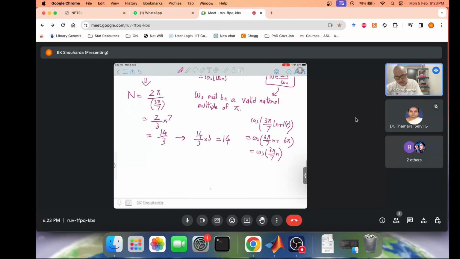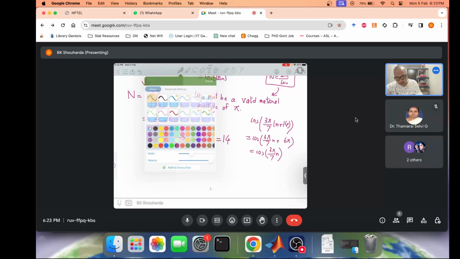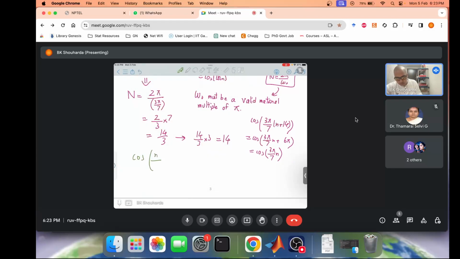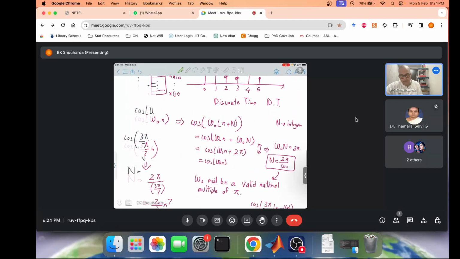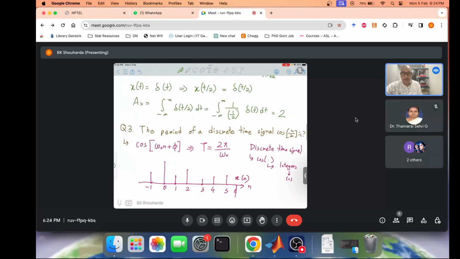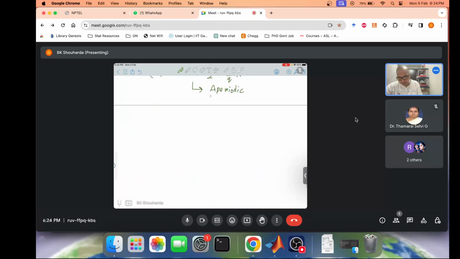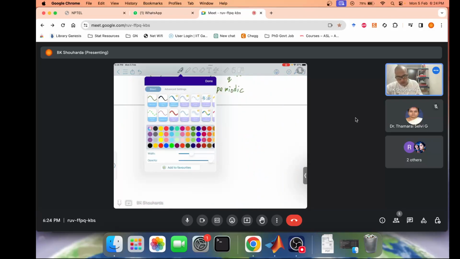Now we were given the signal cosine of n upon 2. As you can observe, this omega is half and it's not a rational multiple of pi. So what does it mean? It means that this sinusoid is aperiodic in nature. I hope this is clear.